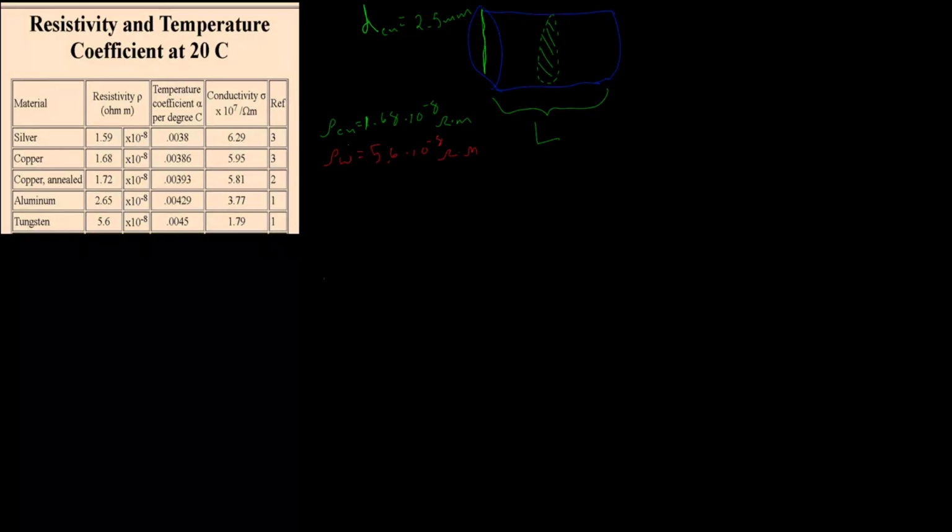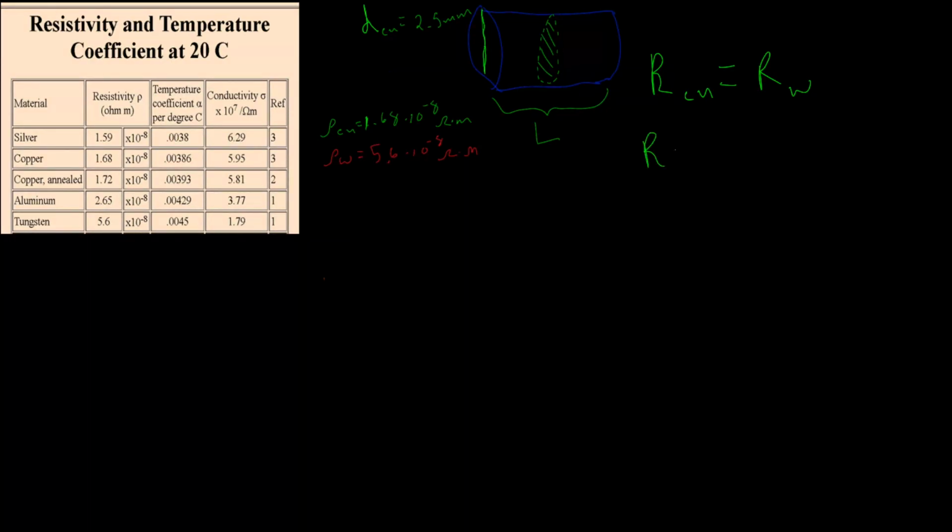And so I found the resistivity of copper is 1.68 times 10 to the negative 8th ohm meters, and the resistivity of tungsten, W is the chemical symbol for tungsten, is equal to 5.6 times 10 to the negative 8th ohm meters. And so if I want the resistance of a piece of copper wire to be equal to the resistance of tungsten wire, I'm going to need to use this equation that relates the resistivity of an element to the length of that element times the area of a cross section of that element, which in this case are going to be circles because it's a wire.